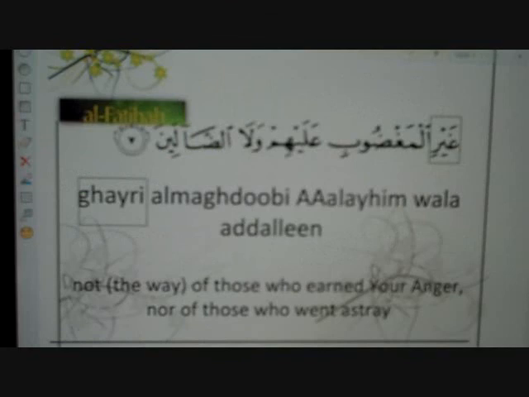And the last part of the ayah: ghayri, wa. Now, ghayn comes from the same makhraj, the same articulation point as kha. Now, in kha, we let the breathing flow.